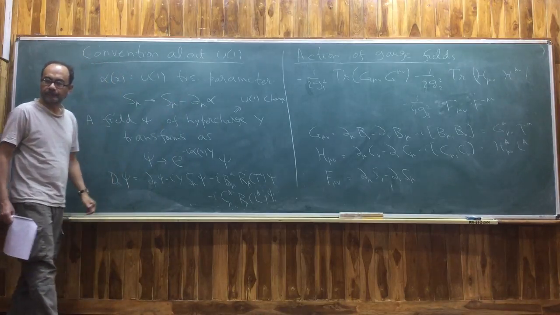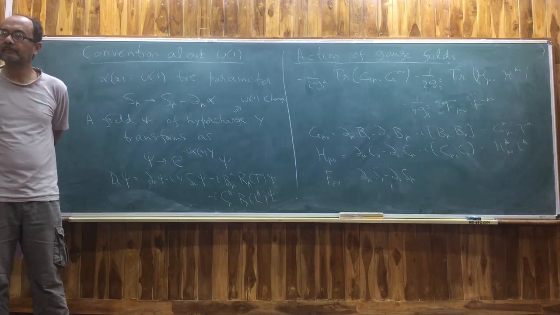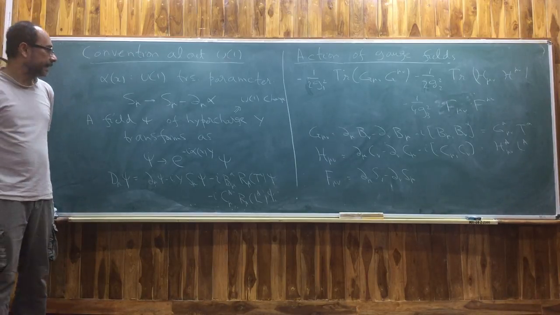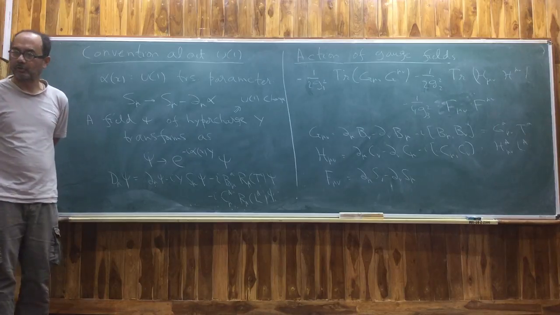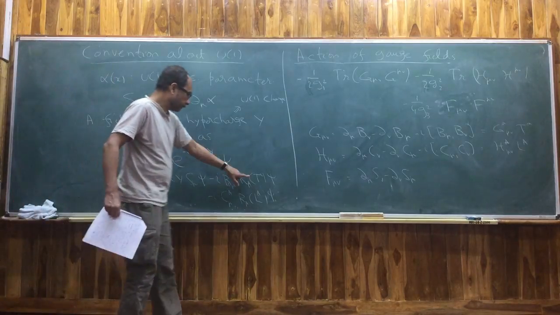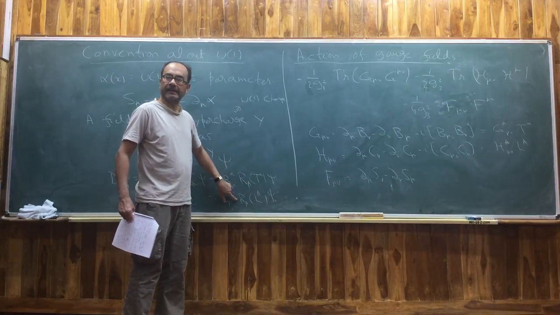Why are you introducing a charge y for specifically u1 and not the others? Because for the others, the analog of the charge is the representation in which it belongs to, how it transforms, right? That information is contained here. Okay, so these are the analogs of the charges for the other fields.